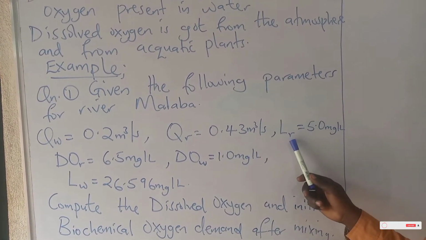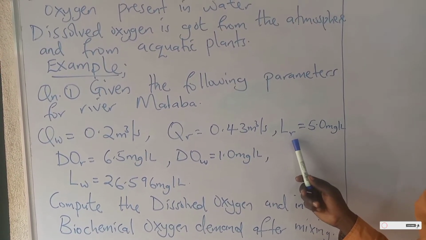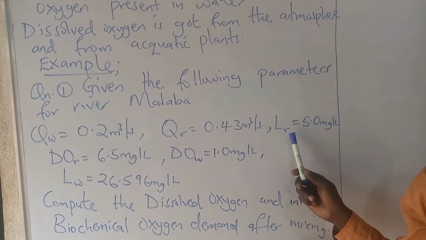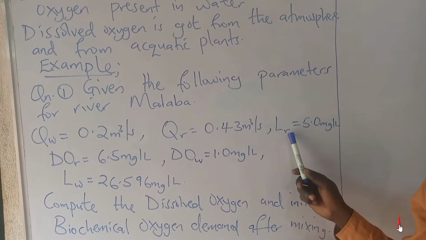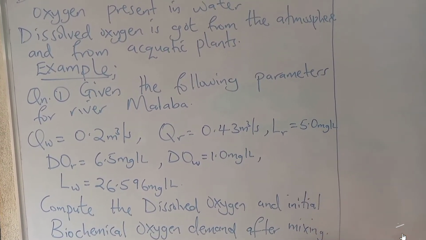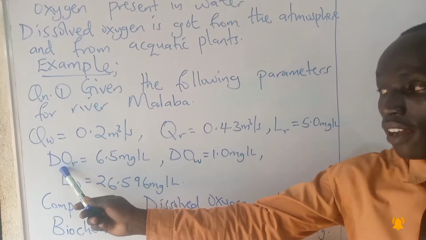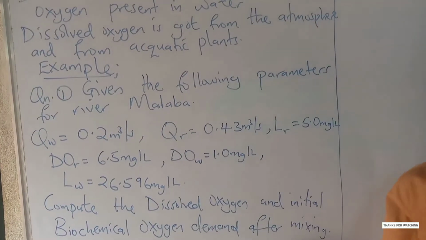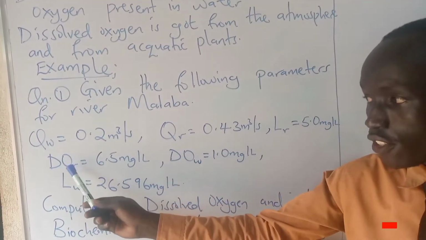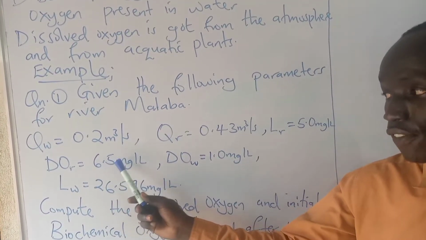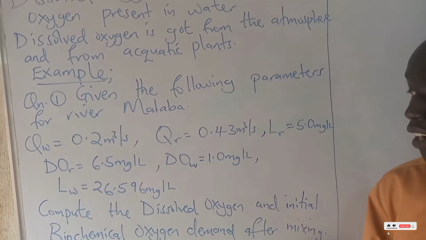Then LR stands for the ultimate biochemical oxygen demand, BOD, of the river, which is 5.0 milligrams per liter. Then DOR is the dissolved oxygen of the river, where DO stands for dissolved oxygen, which is 6.5 milligrams per liter.